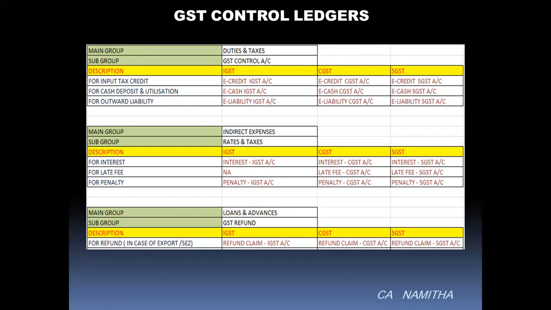Now, for interest payments, interest IGST account, interest CGST account and interest SGST account are required. For late fee, late fee CGST account and late fee SGST account need to be maintained. For penalty, penalty IGST account, penalty CGST account and penalty SGST account are suggested to be maintained. For refund, in case of exports or cess, refund claim IGST account, refund claim CGST account and refund claim SGST account are suggested to be maintained.